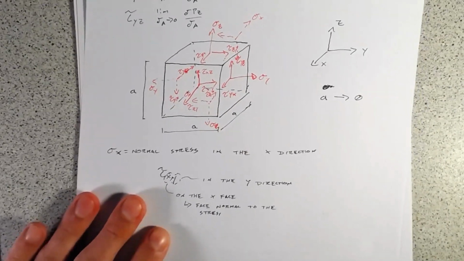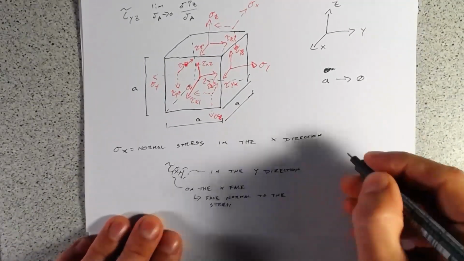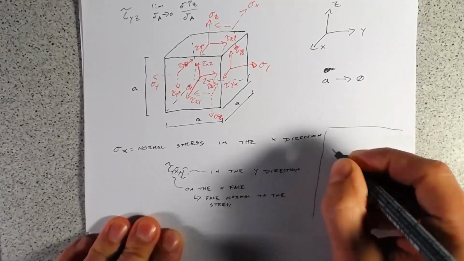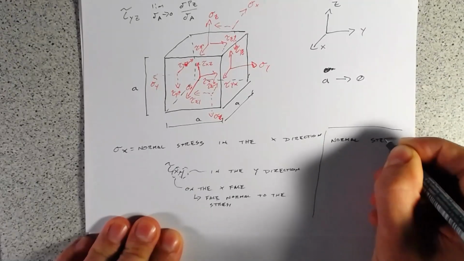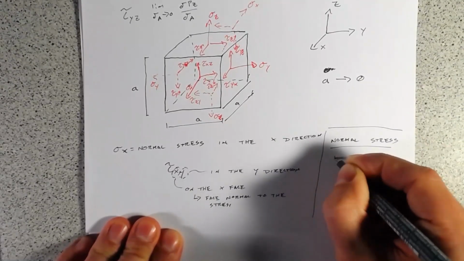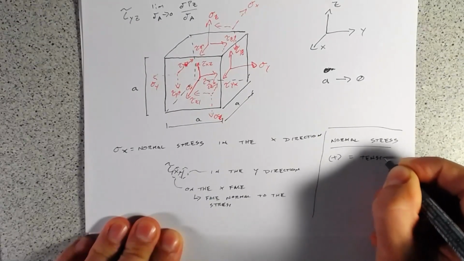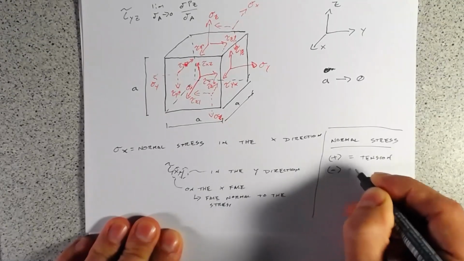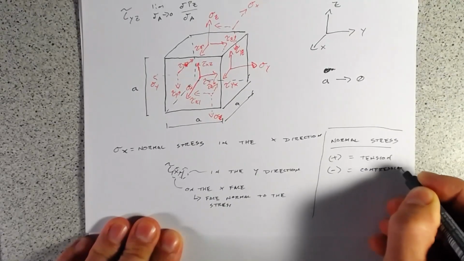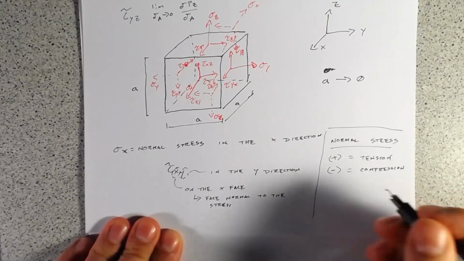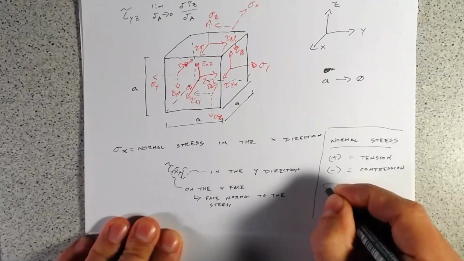In terms of what is positive and what is negative for normal stress, we'll just draw over here. Normal stress: positive is tension, and negative is compression. For shear stress, we're really just going with the direction of the axes.